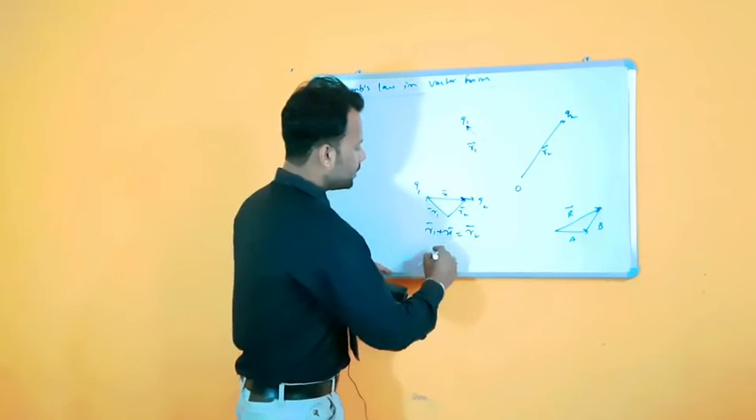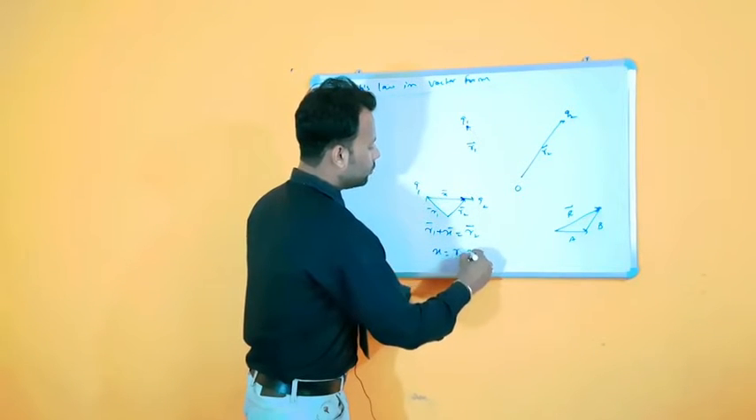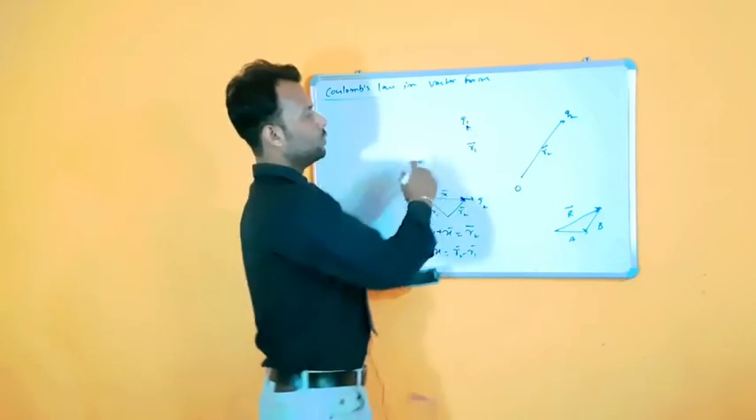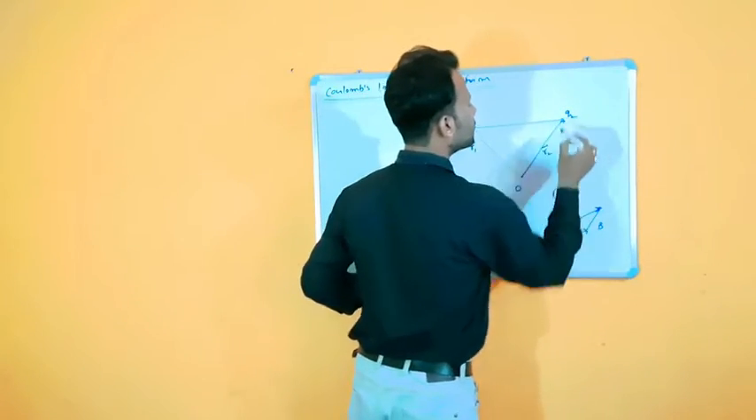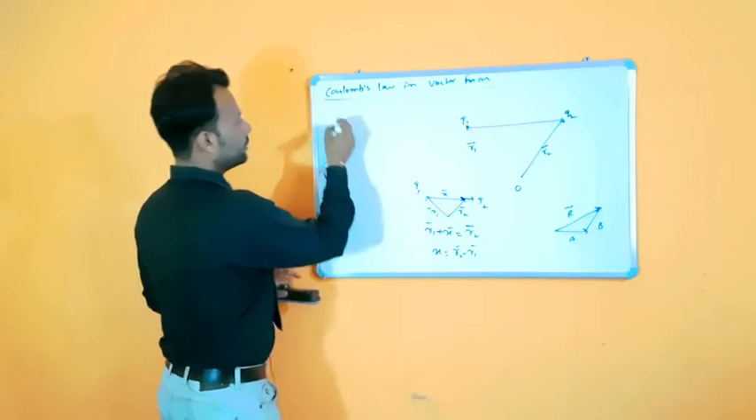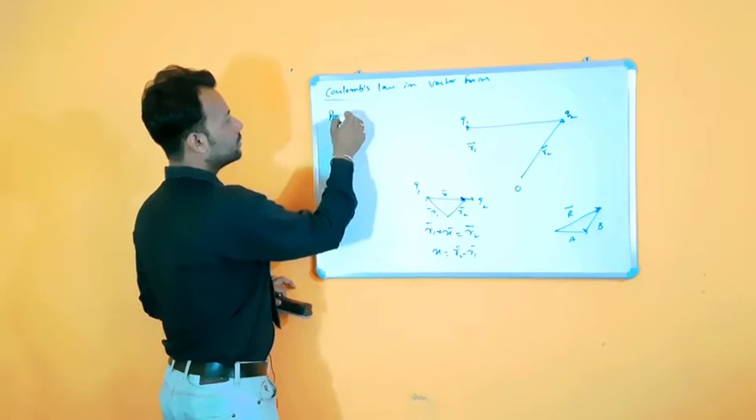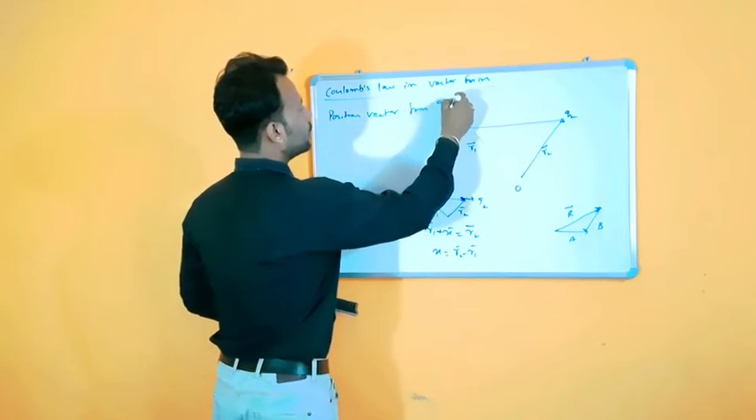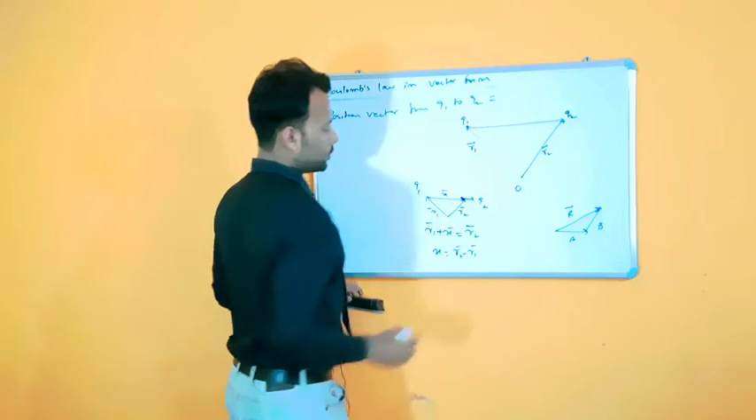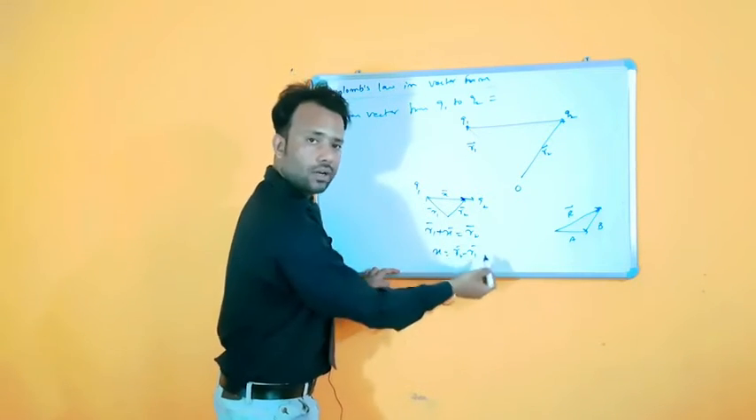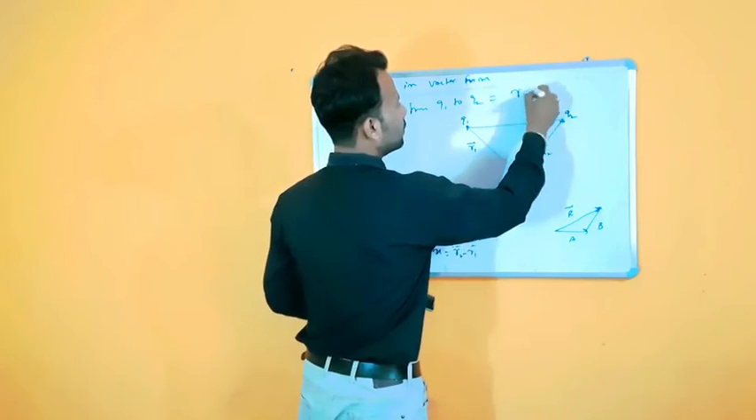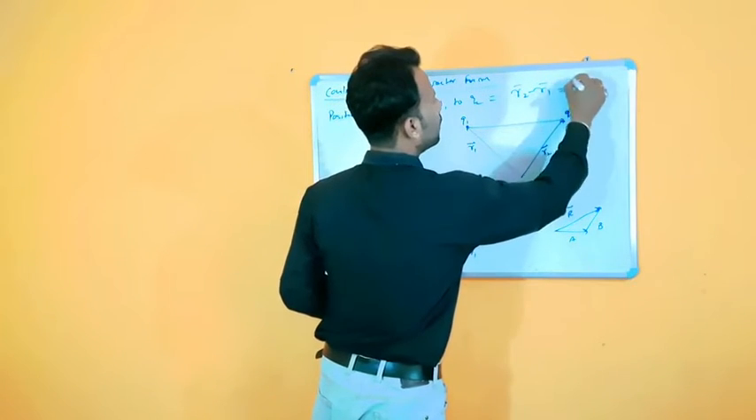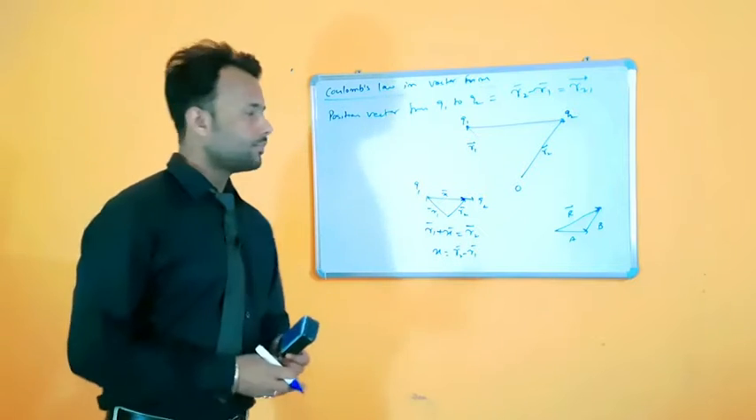So what will be x here? x will be nothing but R2 minus R1, right? So the position vector from Q1 to Q2, we will write here, the position vector from Q1 to Q2. We can write it as R2 minus R1, or simply we can write it as R21, right?